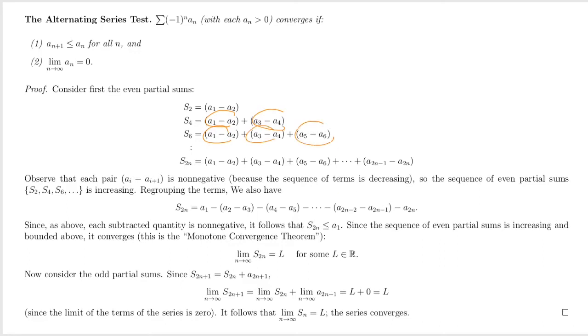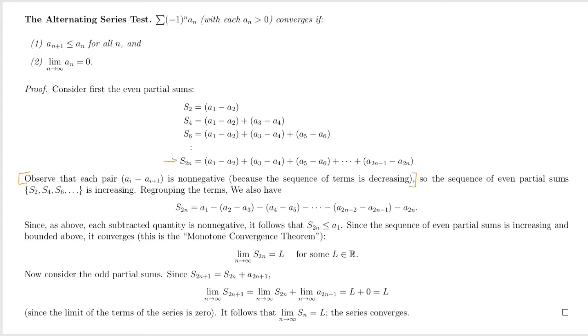It's because since these terms are decreasing, we know that each of these grouped pairs is a positive number, or at least a non-negative number. a2 is less than or equal to a1, and so a1 minus a2 has to be non-negative. And that's what the part of the proof right here says. It says that each of those pairs is non-negative because the sequence is decreasing.